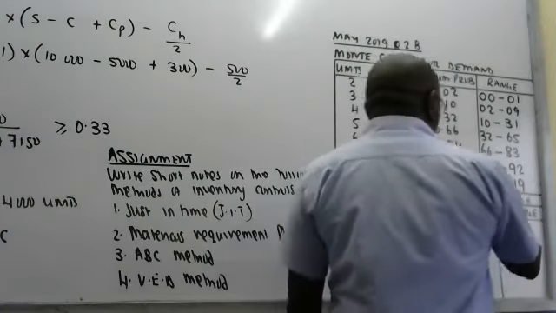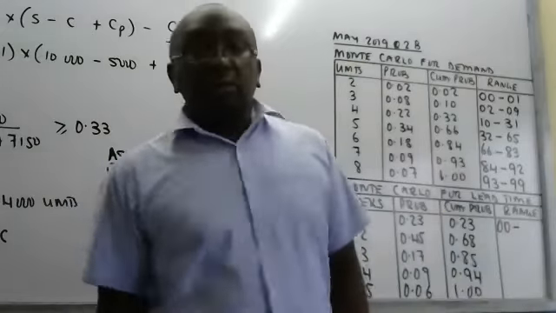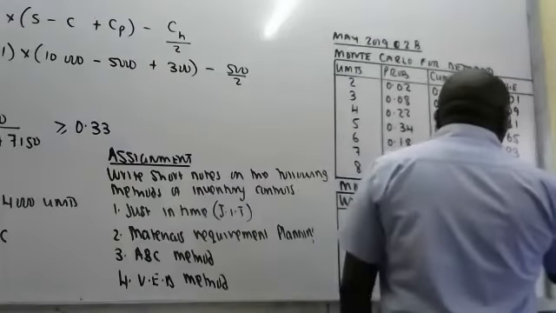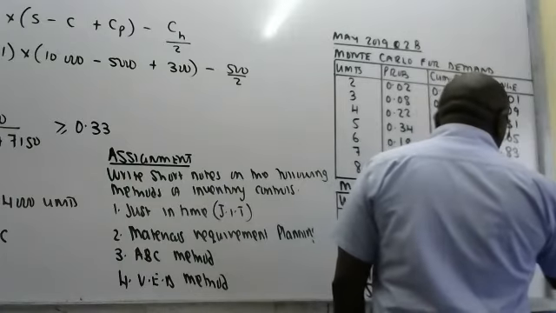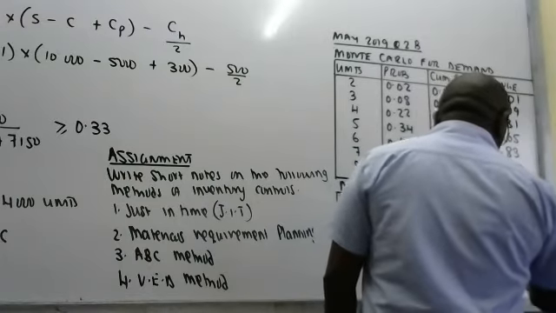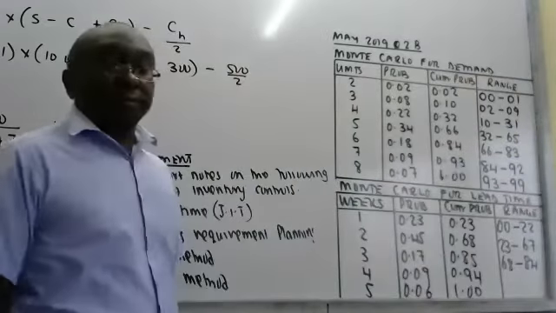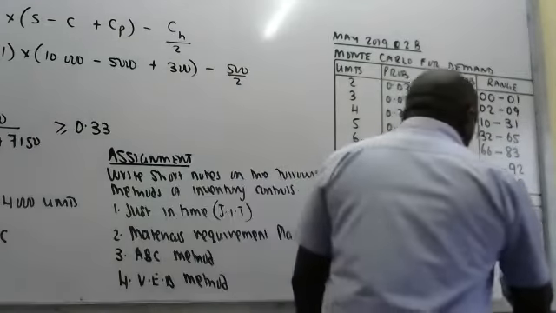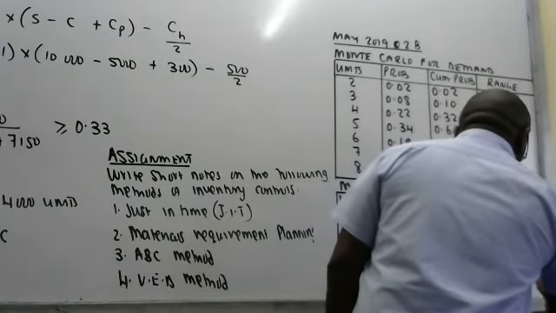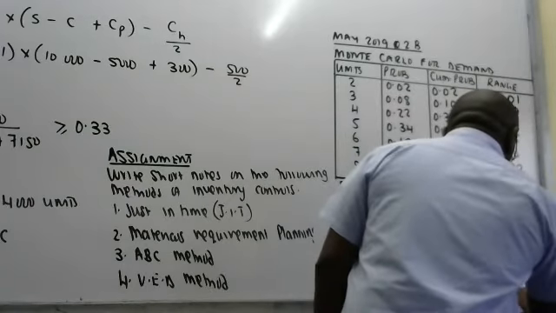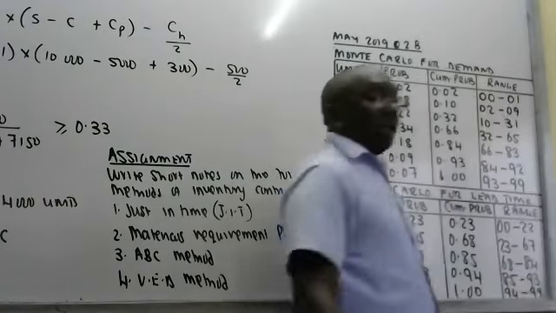Then on this other side, it will be 00 to what? 22. Then 23 to 67. 68 to 84. Then 85 to 93. And then 94 to 99.